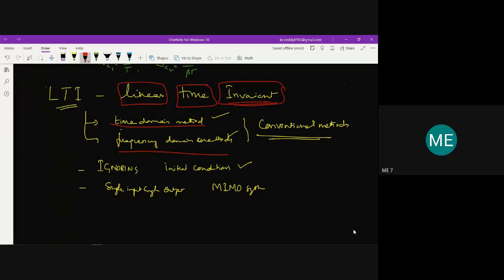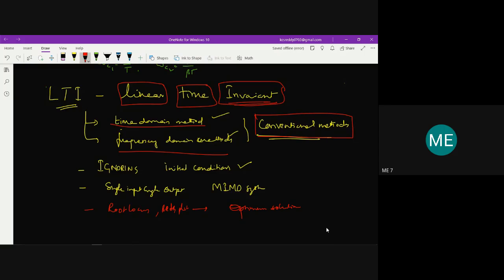We have also discussed the root locus and Bode plot, which do not give the optimum solution, since it is a trial and error method. So these are the limitations of the conventional methods which we have discussed till now.